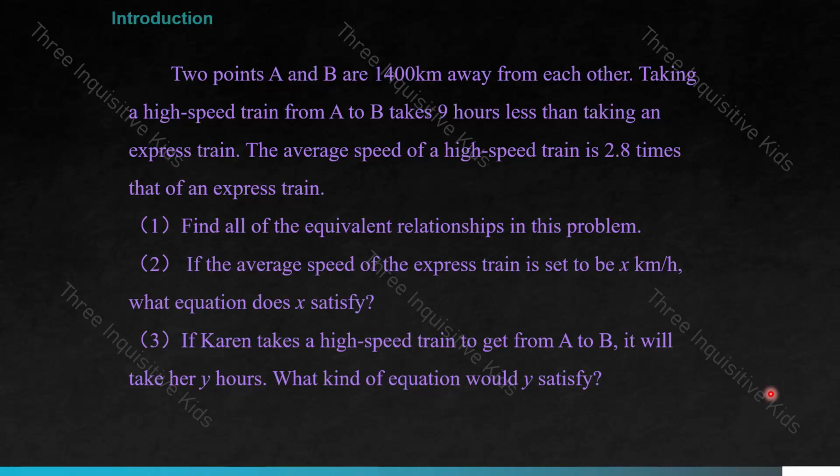Find all of the equivalent relationships in this problem. If the average speed of the express train is set to be x kilometers per hour, what equation does x satisfy? And if Karen takes a high-speed train to get from A to B, it will take her y hours. What kind of equation would y satisfy?